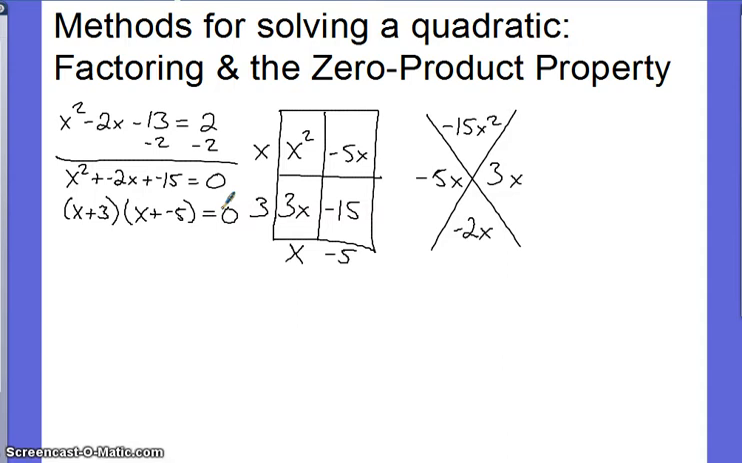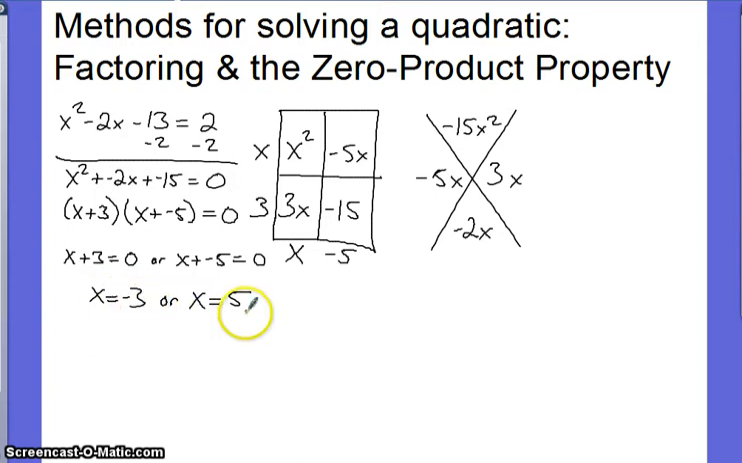Now this is where the zero product property comes in. If I have something times something equals 0, that means either this has to be 0 or this has to be 0, because 0 times anything is 0. So that means x plus 3 equals 0 or x plus negative 5 equals 0. What plus 3 is 0? That is negative 3. So x is negative 3, or what plus negative 5 is 0? That is 5. So x is negative 3 or x is 5.